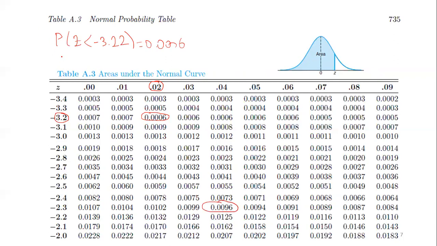So what is this? Remember, this can be written as the probability that z is smaller than minus 2.34. Why is that? Because I have this, right? That's equal to 0.0096. So in the z table, these values are the probabilities, which is this area. So you are just given the probability that z is smaller than the value given by the rows and columns.